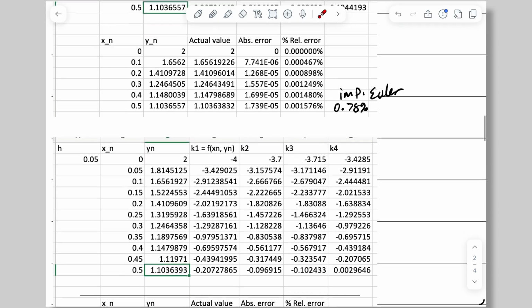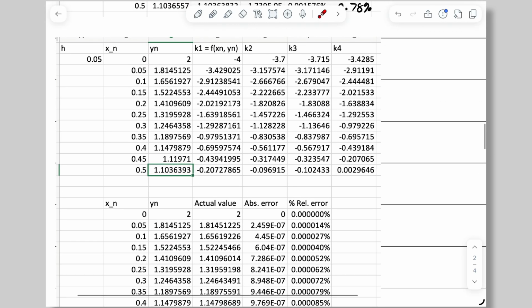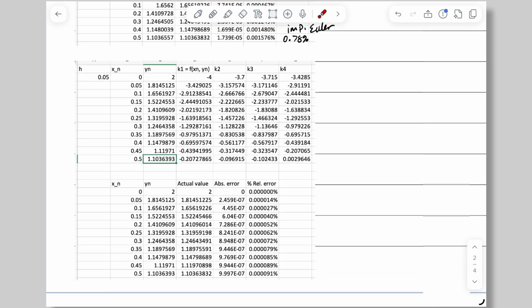I also went ahead and computed all this using a step size of 0.05. And I again would like to point out the relative sizes of the percent relative errors. When h is 0.05, the percent relative error is 0.000091%, right? And I actually computed this. If you take 0.001576 and divide it by 0.000091, you get about 17.